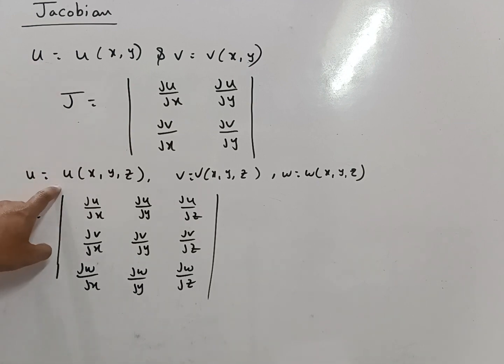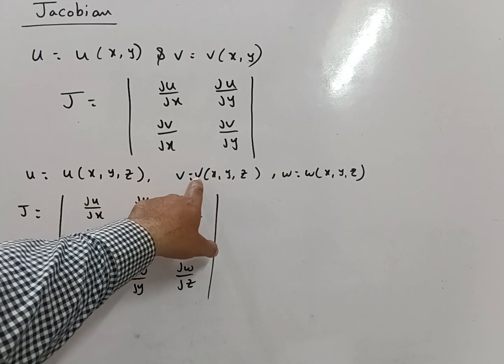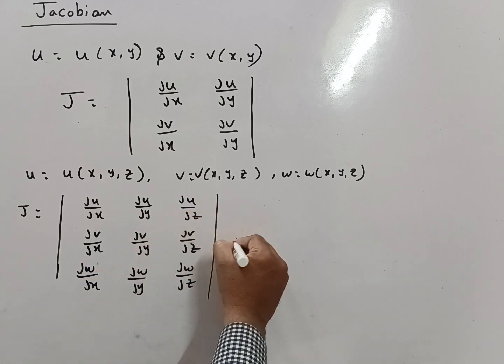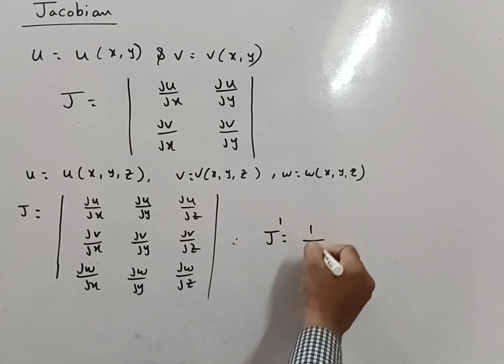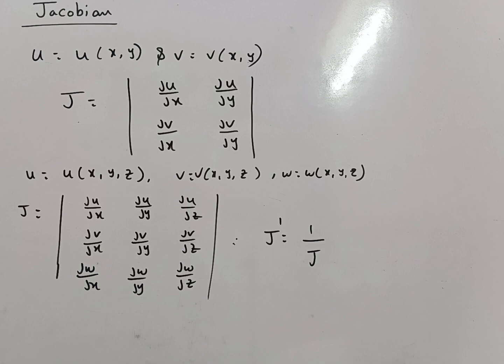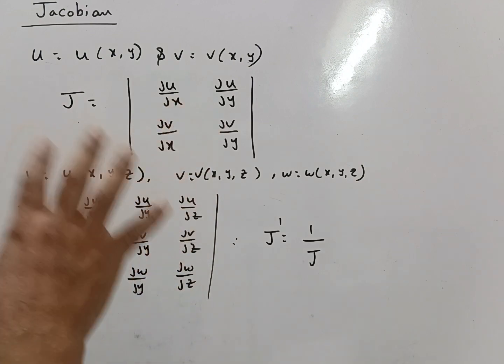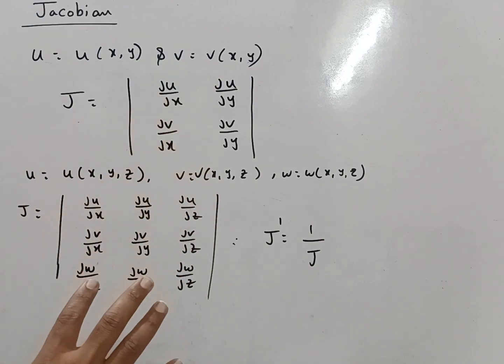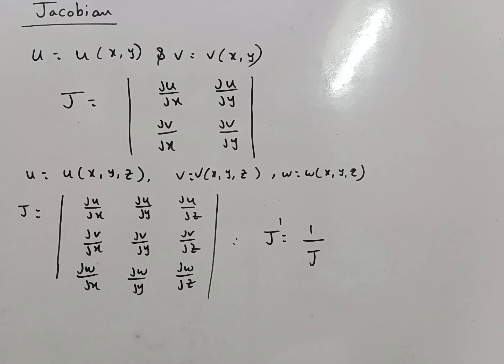If we take three variables, u is a function u of x comma y comma z, v is a function v of x comma y comma z, and w is a function w of x comma y comma z, then the Jacobian is this determinant. Then what will be J dash? J dash is equal to 1 by J, the reciprocal of J, we take it as J dash. This is the formula, a simple but very important topic. He will give you problems on Jacobian to solve. We'll see the problems, how to solve.